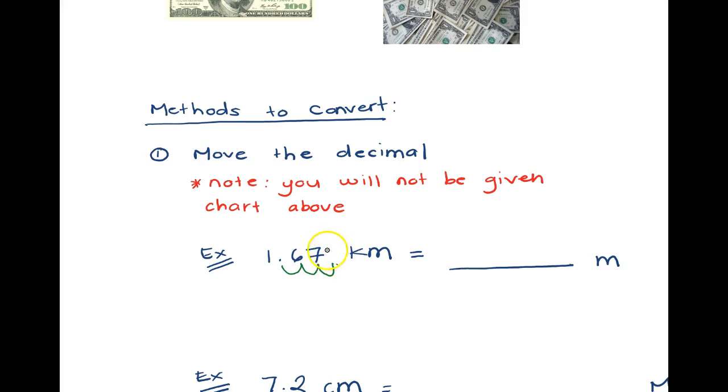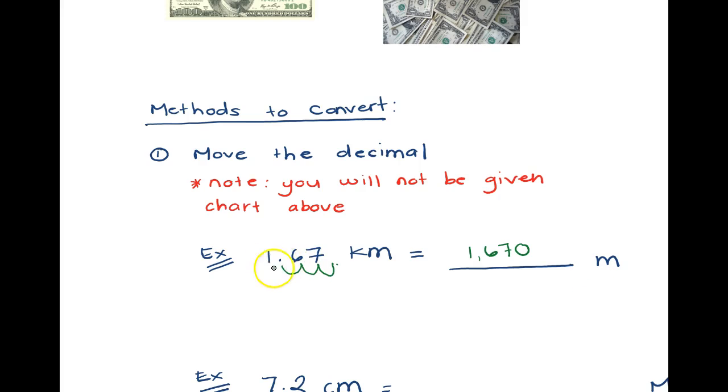Okay, so since I don't have any number there, I have to add in a 0. So my final answer for this would be 1,670 meters, right? Another thing I would keep in mind is significant figures.